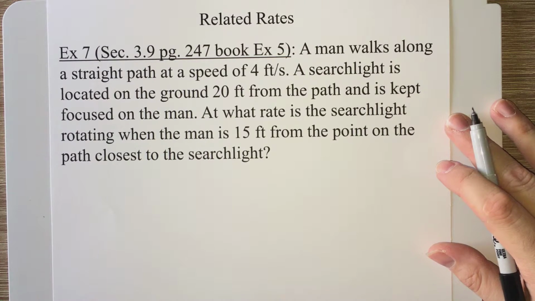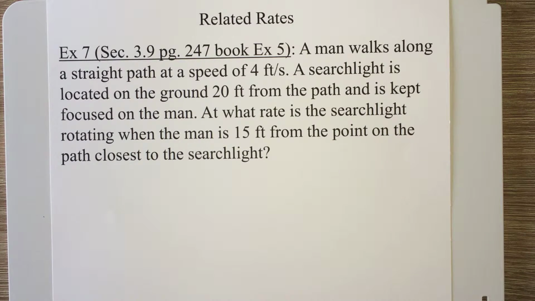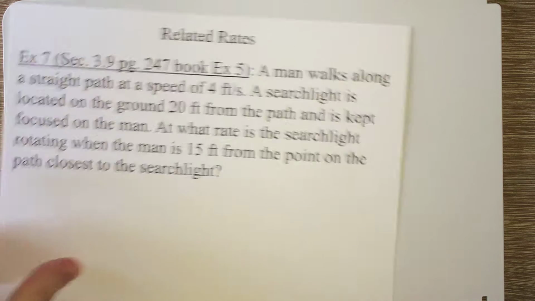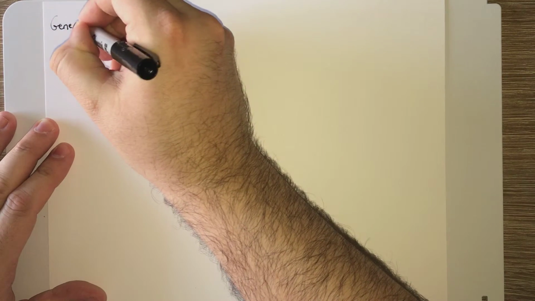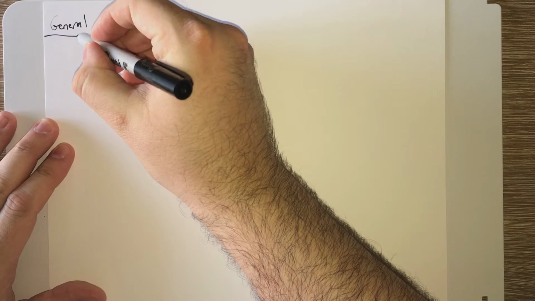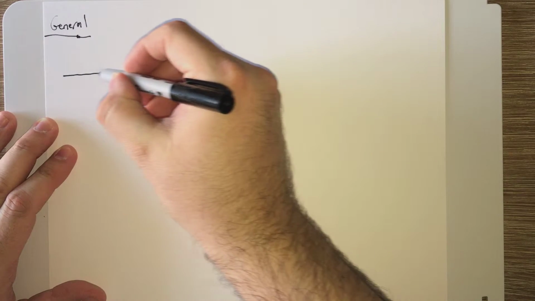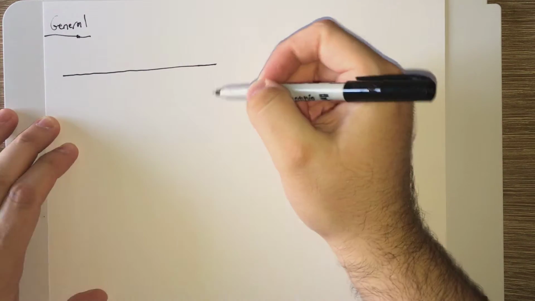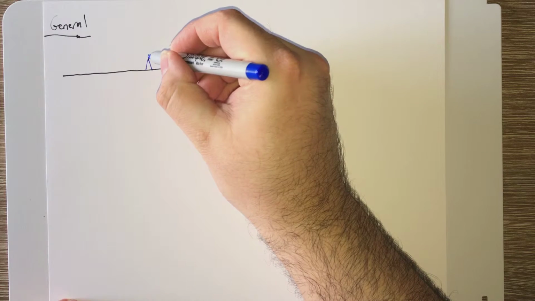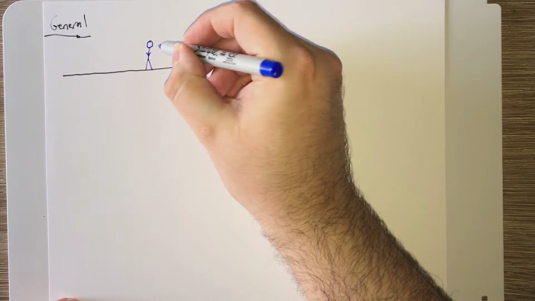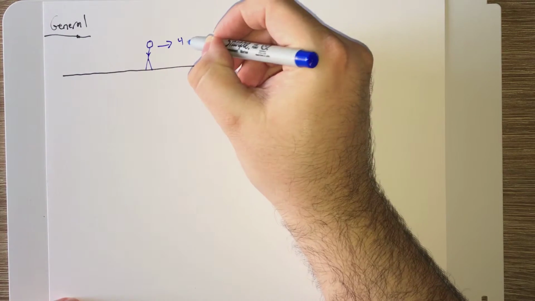Okay, so let's start from the beginning and let's try to draw the picture for this. Let's see, it says a man walks along a straight path at a speed of 4 feet per second. So let me start off by drawing a picture. We'll call this the general picture. So over here, general. And the guy is walking along a straight path. So here's a straight path. And the guy's walking along at a rate of 4 feet per second. So I'm going to draw a picture of a man walking to the right at a rate of 4 feet per second.